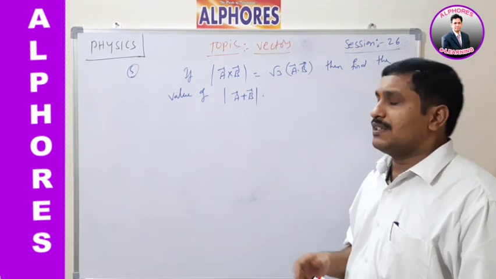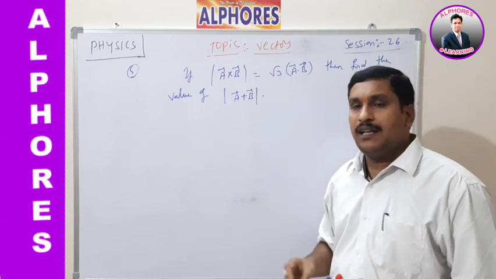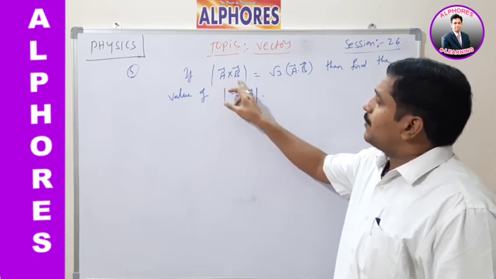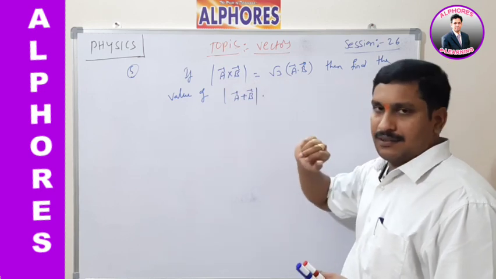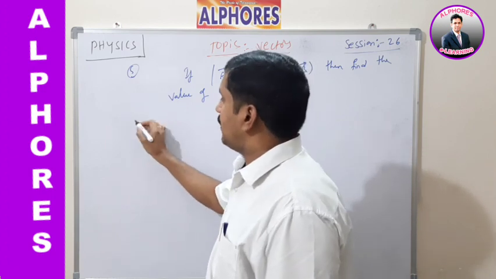These are very simple questions based on the cross product of two vectors. Now listen carefully. Here I am giving a relation between the cross product of two vectors and the dot product of two vectors. Now, the magnitude of the cross product. Before going to the solution, I am taking this condition.